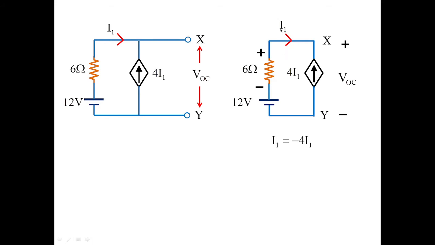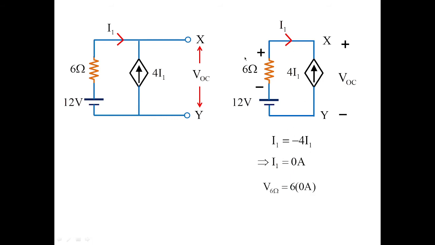Now you can see the given branch current direction I1 is shown by the red arrow, and to this branch current, the dependent current source is flowing in the opposite direction. In fact, I1 is equal to minus 4I1. If this is true, then I1 is equal to 0 amperes, because I1 plus 4I1 is equal to 0, which gives the result I1 equal to 0. So the current is open circuited.